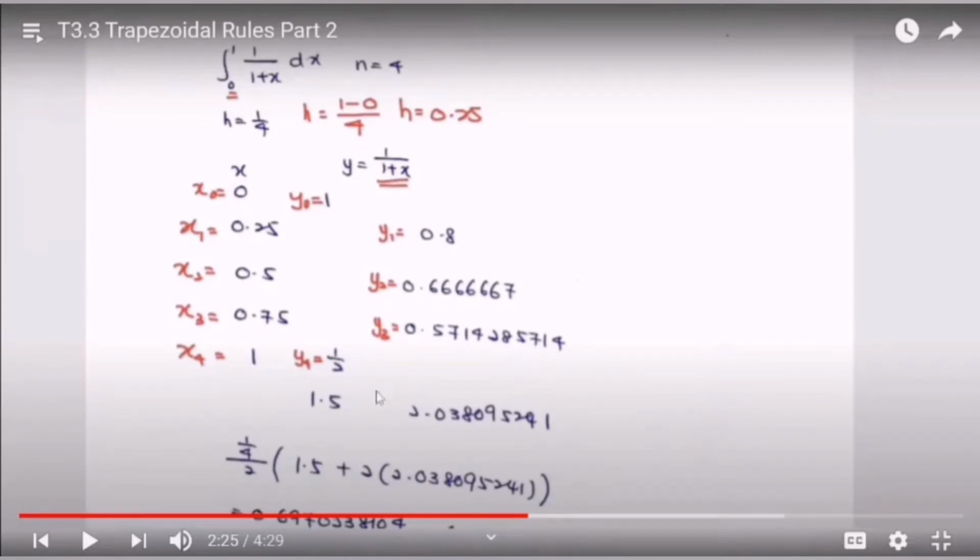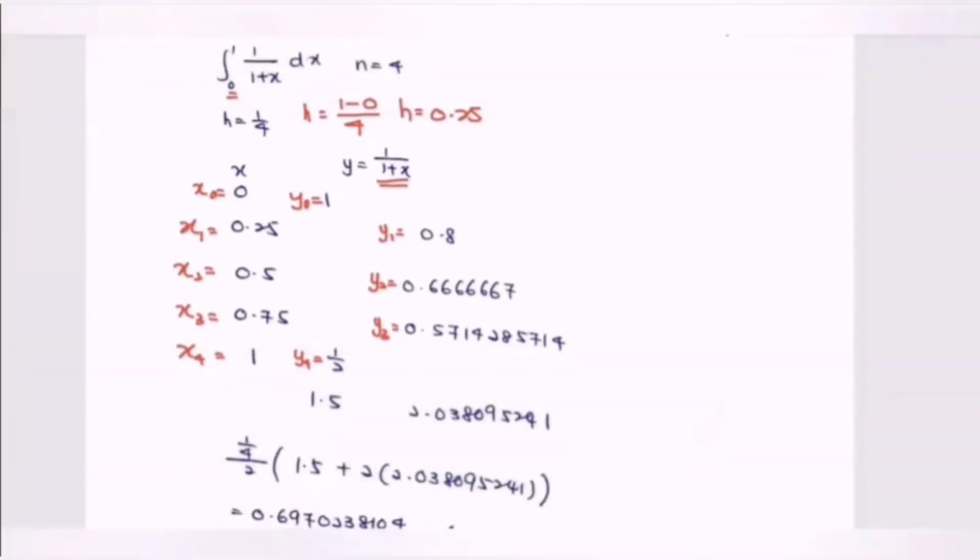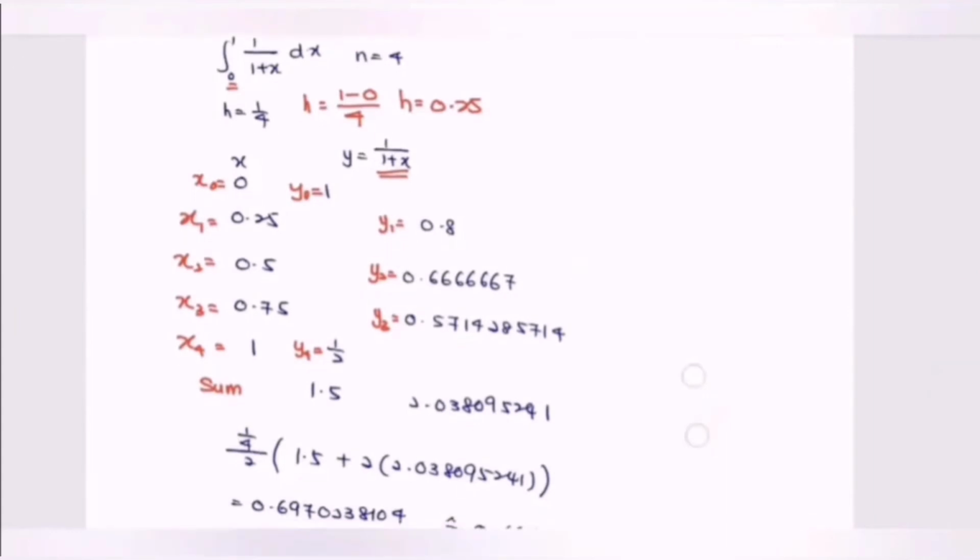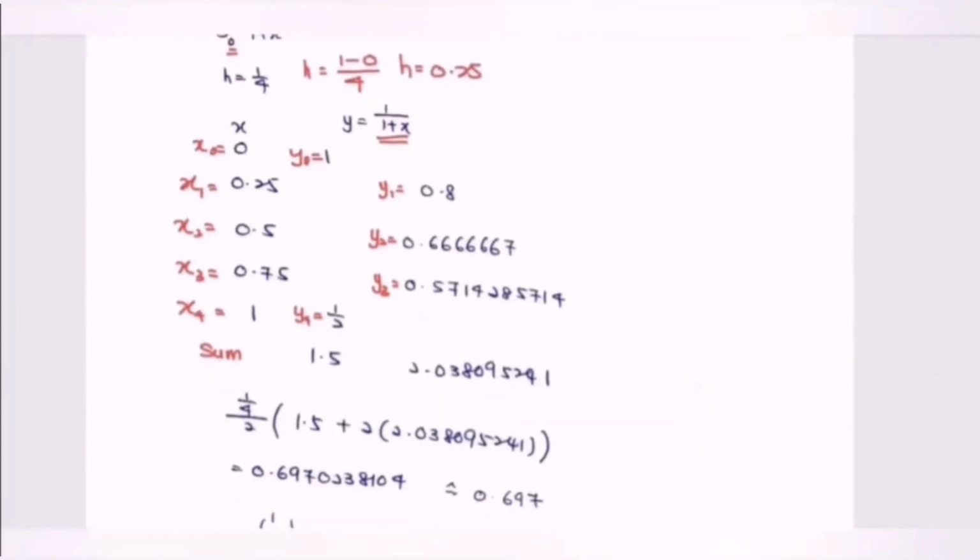Okay, then I sum up y0 and y4. Then y1, y2, y3, I also sum up. Then I substitute into the formula. Have to sum up the y0 and y4 and y1, y2, y3. Then substitute the value into the formula. So we will have h over 2. Here we have y0 plus y4 plus 2 multiplied with y1 plus y2 plus y3.